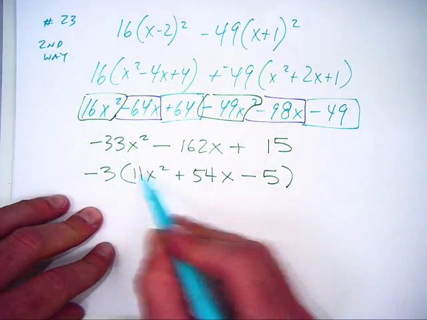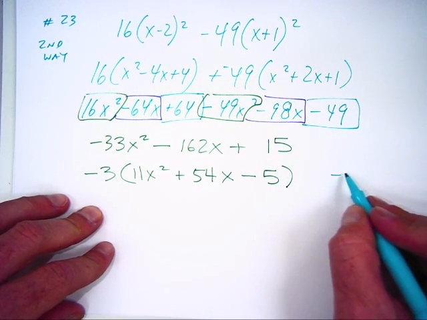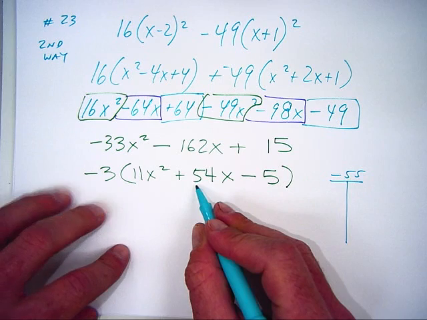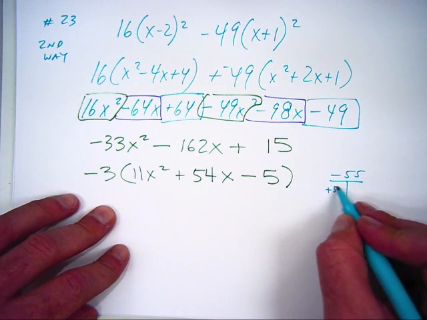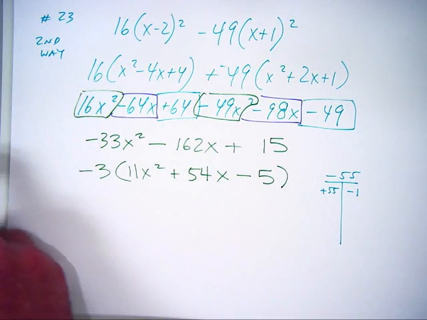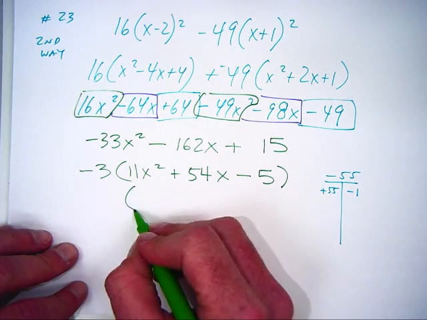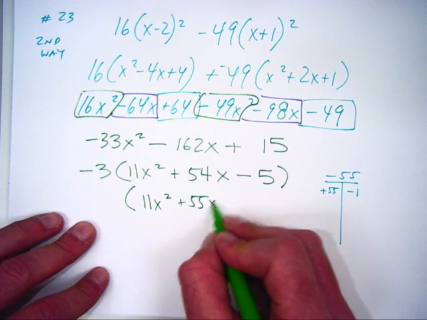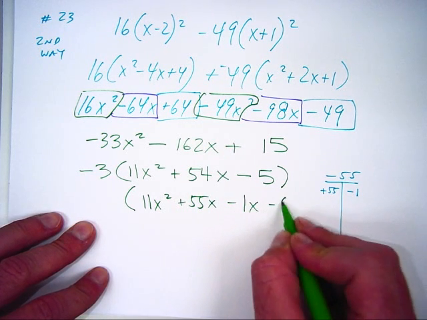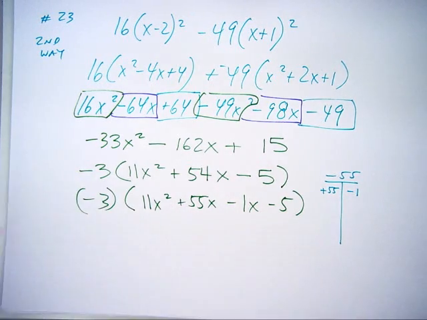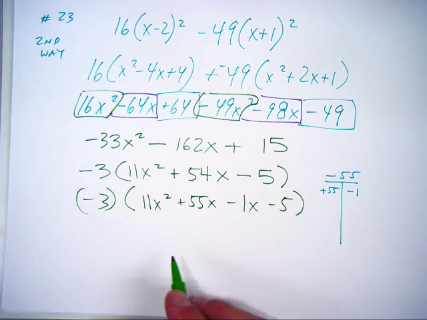Let's take this 11 and this negative 5 and get negative 55. Find factors of negative 55 that add to positive 54. How about positive 55 and negative 1? So I'll rewrite this parentheses. I'll keep it in green just because. 11x squared plus 55x minus 1x minus 5. Close it off. This negative 3 is still there. He's not going to affect the problem until the very end.